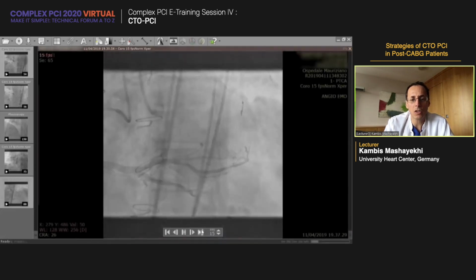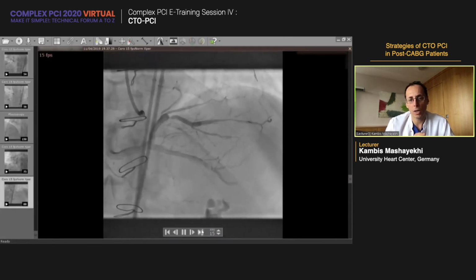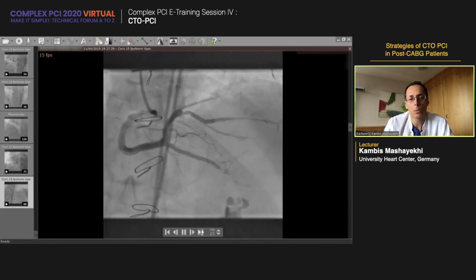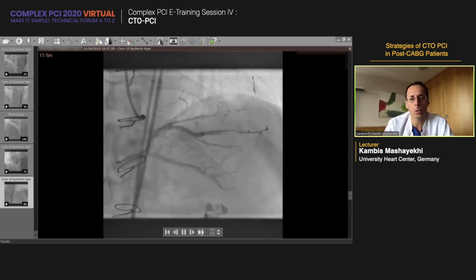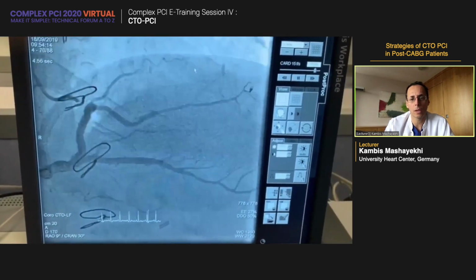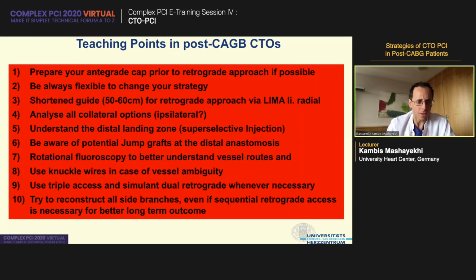Distally, there was a dissection, but it was covered by a stent, and I thought this dissection will heal, given that it was from a retrograde approach. And this is the 12-month follow-up. So I was right that the retrograde dissection healed completely. So to summarize this case, I think you have to try to reconstruct all the side branches, even if sequential retrograde access is necessary, for better long-term outcome.